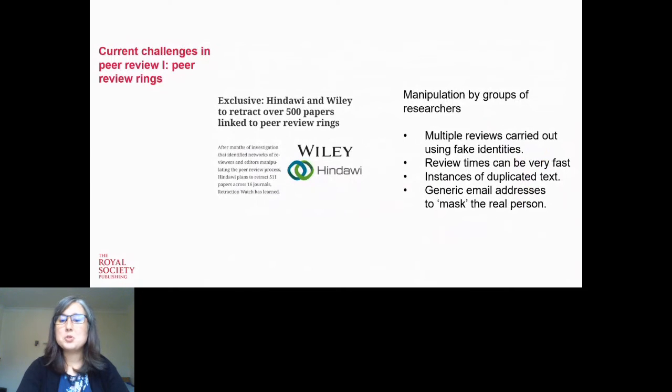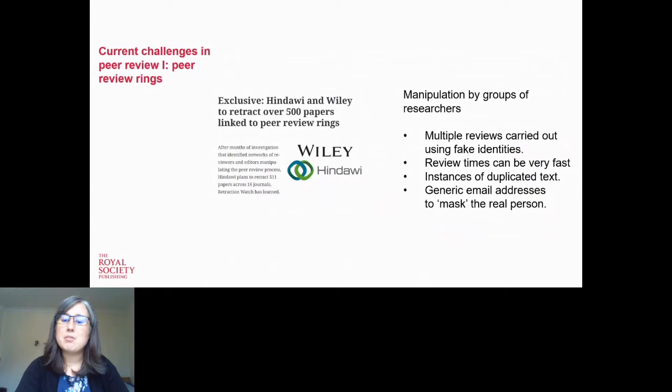And now I'm going to go on to talk about some of the wider challenges in peer review. One of these is dealing with instances of unethical behavior. There are numerous examples, but for the purpose of this webinar, I'm going to focus on peer review rings, where a group of researchers collude to manipulate the peer review process by carrying out multiple reviews using fake identities with the hope of getting a paper published.